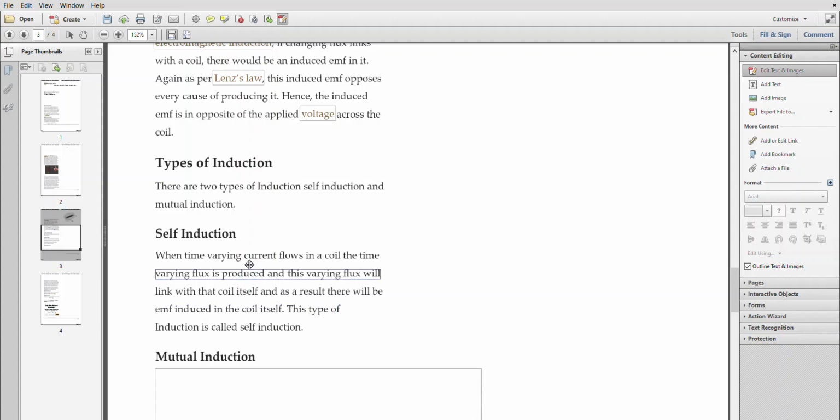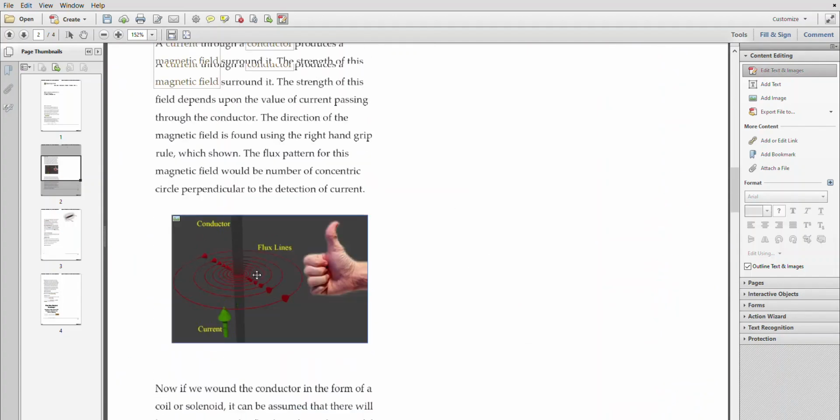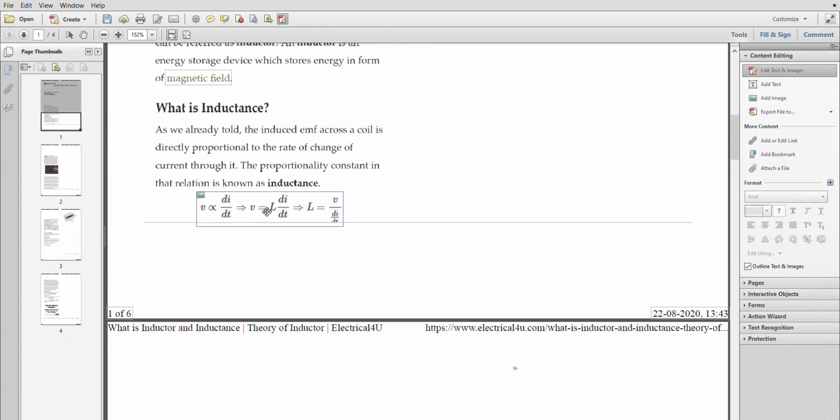Okay, when a time varying current flows in a coil, time varying flux is produced. This varying flux will link with the same coil itself. As a result, an EMF is induced in it. That induced EMF is self induction. So what is the EMF? We have to go back to the basics. So V equals L di by dt, where L is the self inductance. When the EMF is induced in the same coil, it is self inductance.